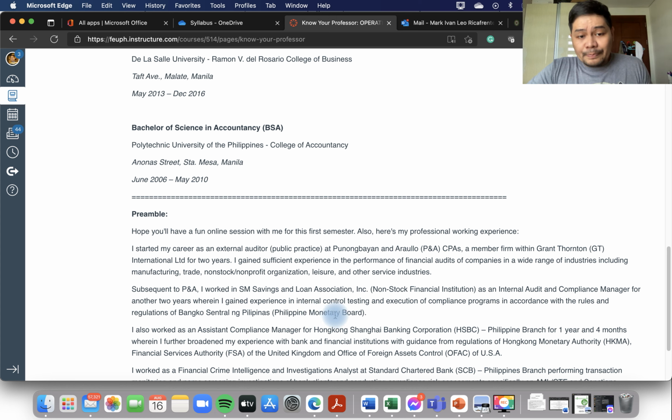So, yun. Usually dito, dito ako talaga na-expose sa internal audit work. Kasi yung work ko with PNA, it's an external audit work. Dito, internal audit work. So, ano ba yung mga ginawa kong engagement? So, dito ako gumawa ng business process review, BPR, and some of the test of controls. So, dito ko natutunan lahat.